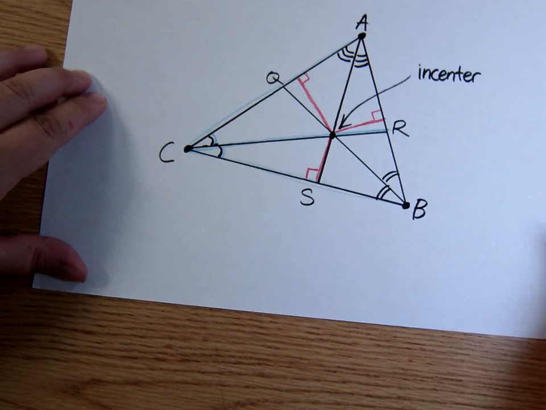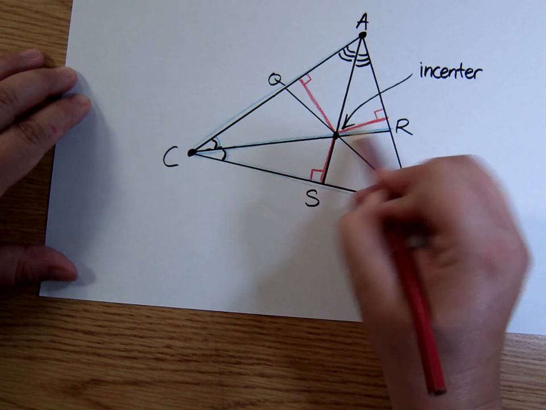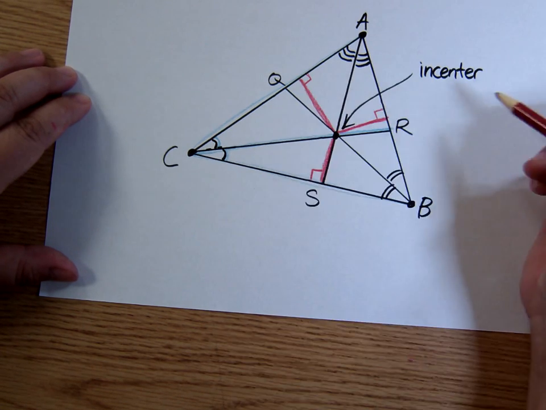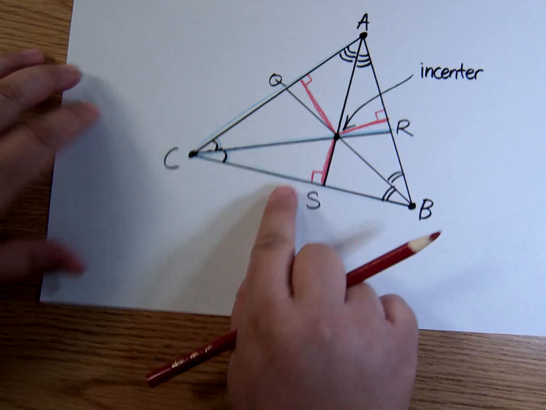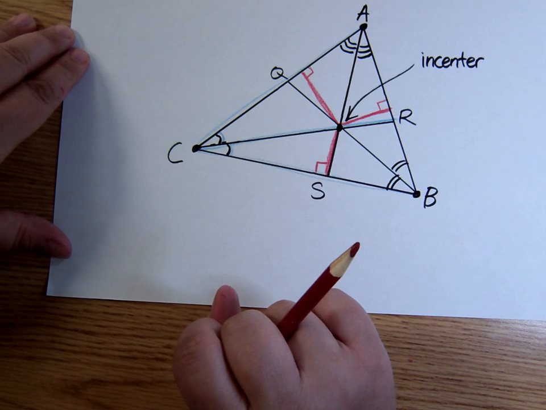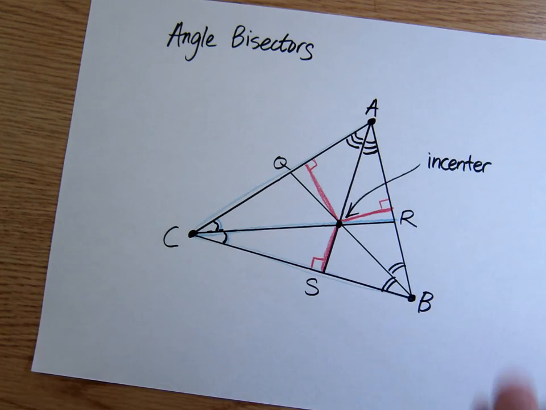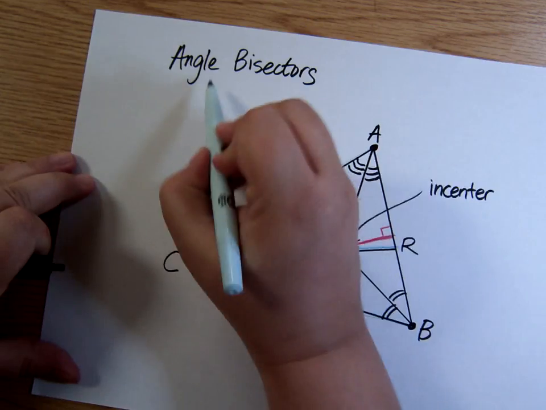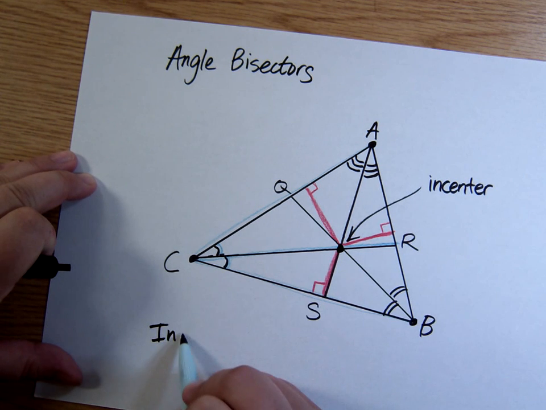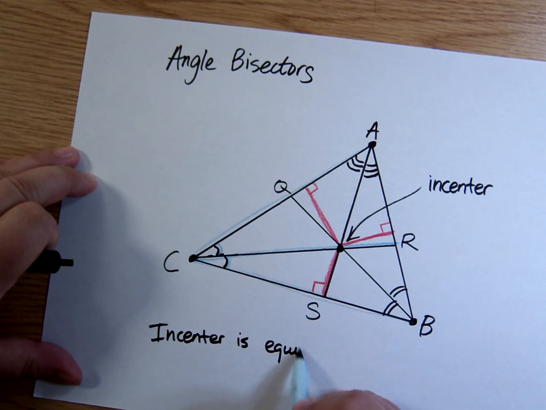All these little red segments I just drew, those are all the same. From here to here, from here to here to here, and from here to here. Each one of those has the same length. I know this one looks longer, but that's because I drew this by hand and did not construct it. Okay? So the angle bisectors are always concurrent in the incenter, and the incenter is equidistant from the sides. Again, this information is in your chart.